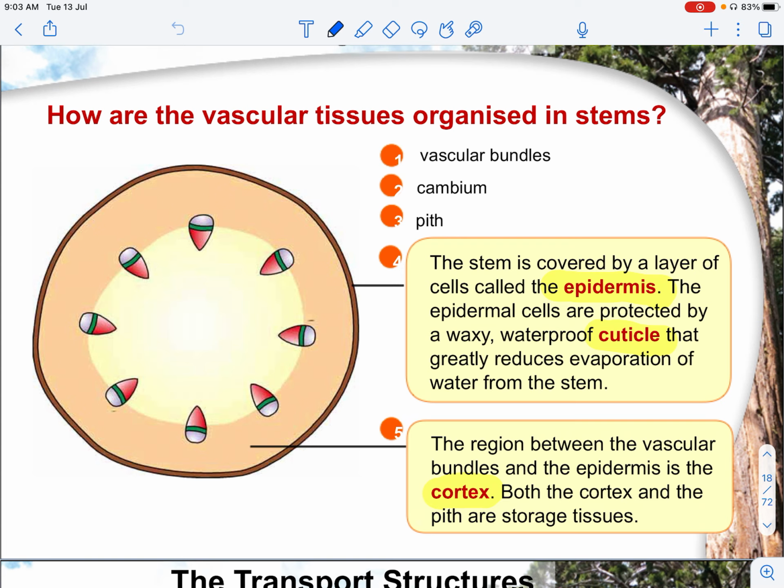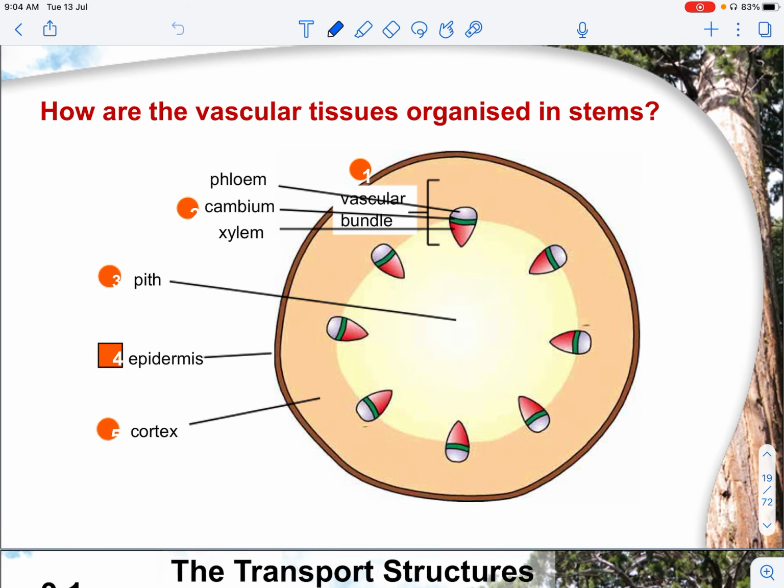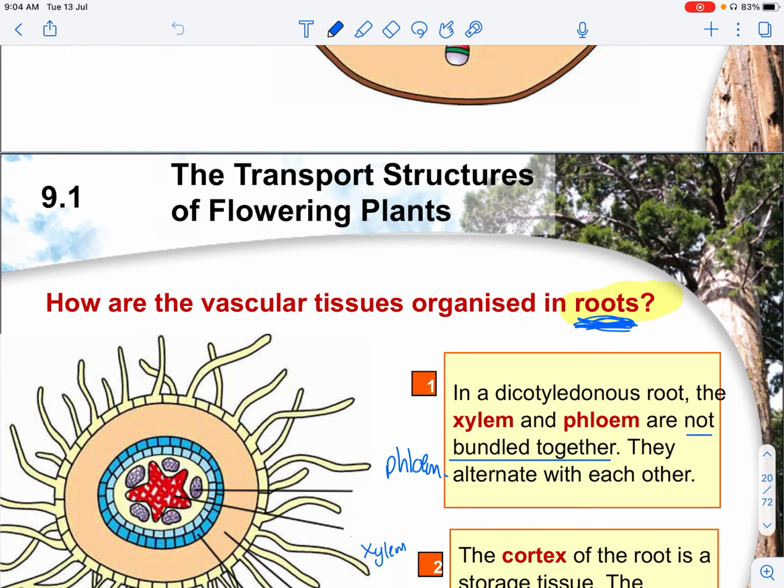Okay, and then of course you have the cortex, and this is the region between the vascular bundles, and you could see that it usually exists together with the phloem area of the vascular bundle. So what happens is if the cortex is removed, the loading of sugar will not be able to happen. However, the plant can still transport water up and down due to the presence of the xylem. So generally, you will need to know the different arrangement and how the vascular tissues are organized in stems.